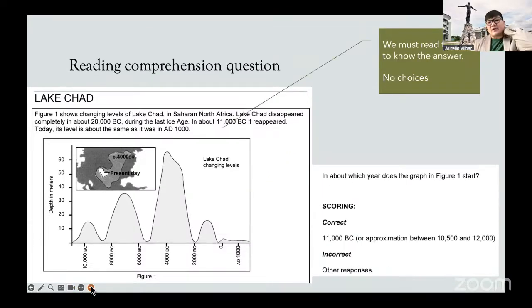Secondly, reading comprehension naman. Look at the question. In about which year does the graph in figure 1 start? Tingnan niyo, wala siyang choices. So this is an open-ended short response question: in about 11,000 BC. So, you have to read. Wala po tayong national standardized test na walang open-ended.